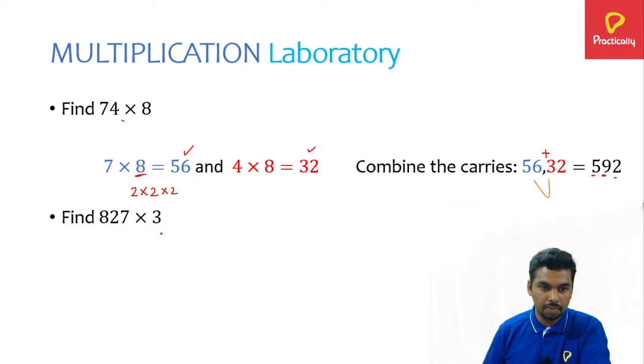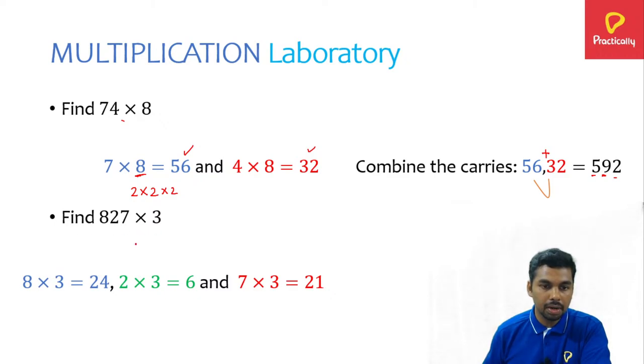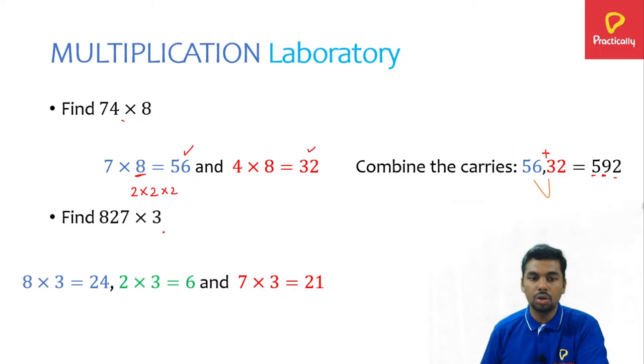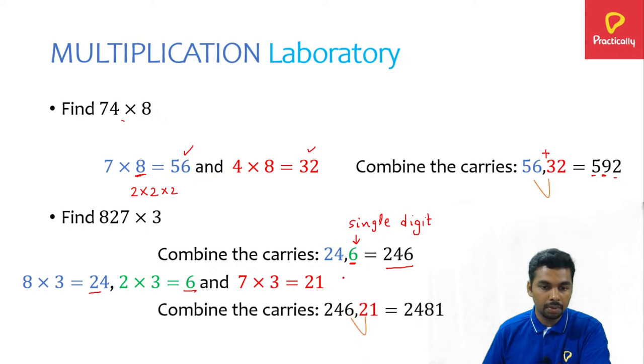827 multiplied by 3. So what you do is 8 multiplied by 3, which is 24. 2 multiplied by 3 is 6. 7 multiplied by 3 is 21. So individual digits you are multiplying with 3. Now here, the first two numbers you look, it is 24 and 6. So there is no carry operation. Why? Because this is only a single digit. Since this is only a single digit, there is no carry operation. So you can write it as 246 itself. You just remove that comma.